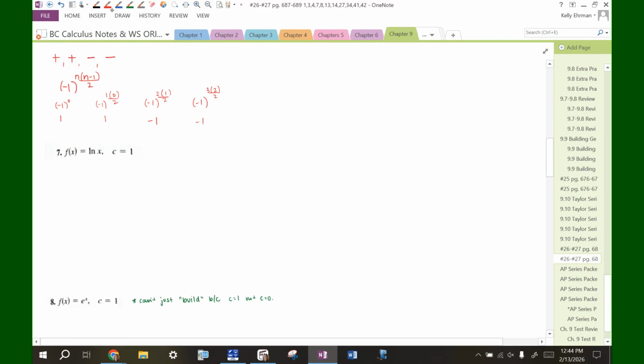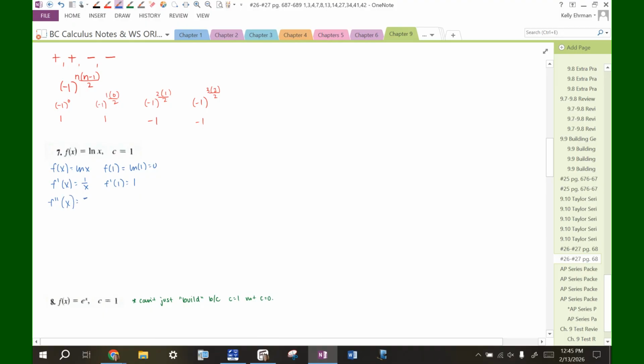All right, number 7, ln x. So this one's centered at 1, so we should go ahead and build it again. So f of x equals ln x. F of 1 is ln of 1, which is 0. F prime x is 1 over x. F prime of 1 is 1. This isn't one that we've memorized, but we've done it a few times in the homework now, so maybe you do know what it is.